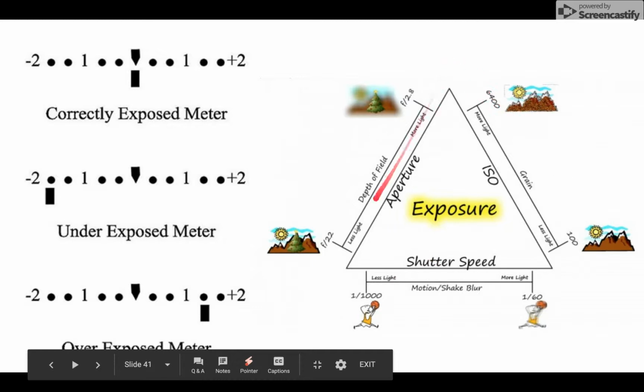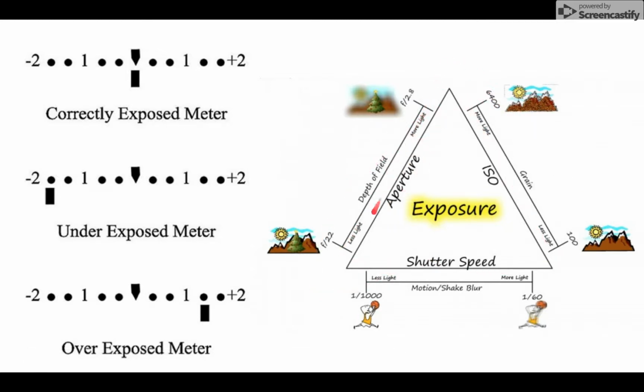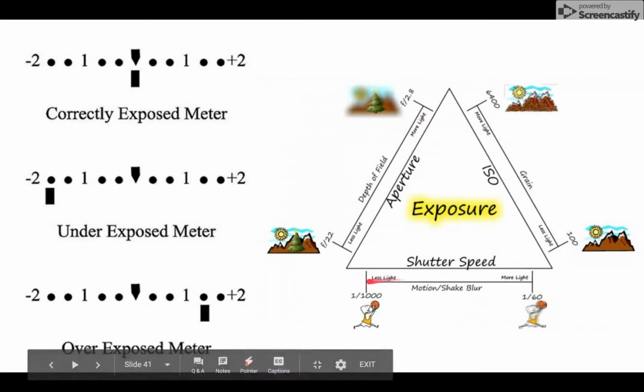So exposure is controlled by these three variables: your aperture, like how much light is being let into the camera, your shutter speed for how long the light is being let into the camera, and your ISO, which is the sensitivity to light, if it's not very sensitive versus very sensitive. So all three of these together make up your exposure.